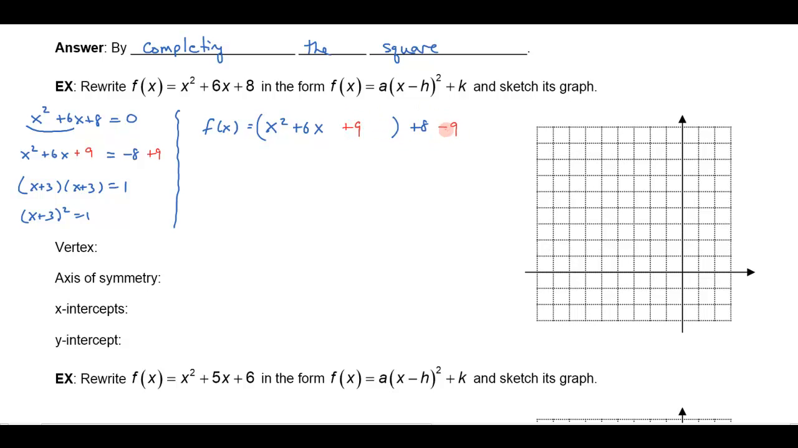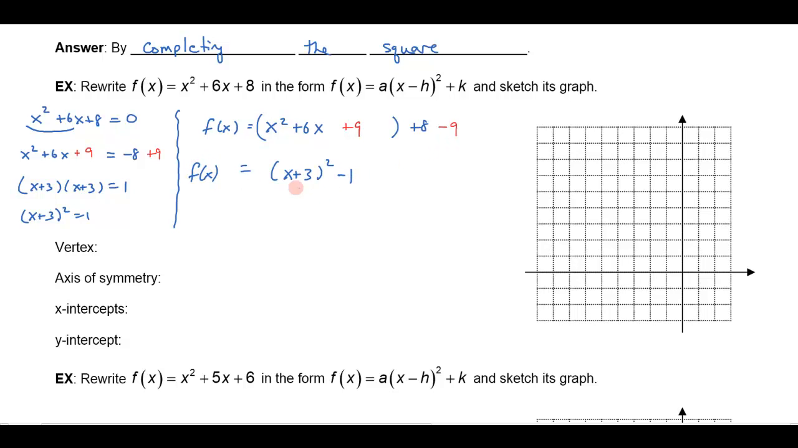So 9 minus 9 is 0, and you should see that what I have in blue is still my original equation, right? x squared plus 6x plus 8, and the 9 minus 9, they cancel each other out. So this, I can now write, this is a perfect square. This is x plus 3 squared, and 8 minus 9 is negative 1.